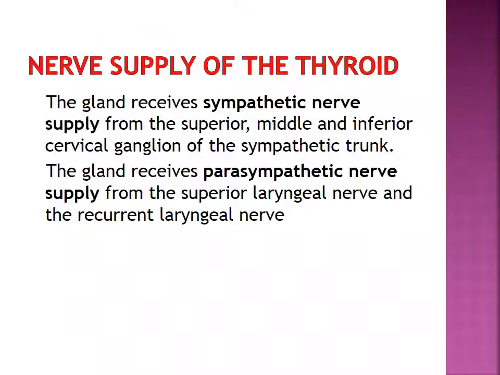Next is the nerve supply of the thyroid gland. The thyroid gland receives sympathetic nerve supply from the superior, middle, and inferior cervical ganglion of the sympathetic trunk. The gland receives the parasympathetic nerve supply from the superior laryngeal nerve and the recurrent laryngeal nerve.